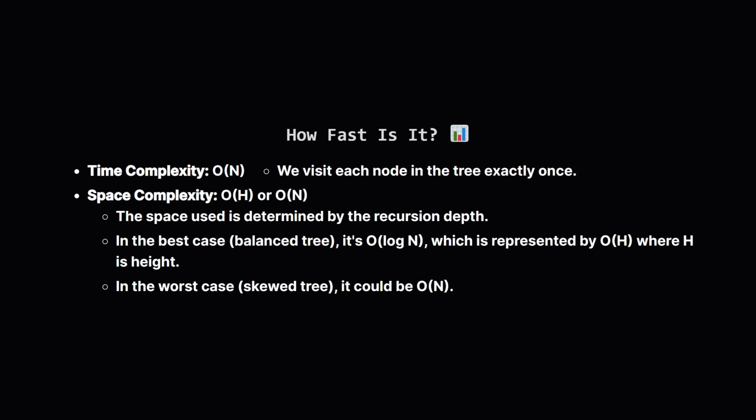So how efficient is this recursive approach? Time-wise, it's pretty good. We have to visit every node in the tree exactly once to figure out the depths and LCAs. If there are n nodes, the time complexity is proportional to n, which we write as big O of n, or order n. What about memory, the space complexity? This depends on the depth of the recursion calls on the system's call stack. In a perfectly balanced tree, the height is roughly log n, so the space is order h, or order log n. But if the tree is completely skewed, like a linked list, the recursion could go n levels deep, making the space complexity order n in the worst case.